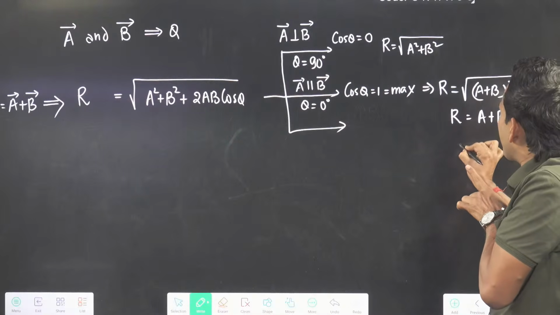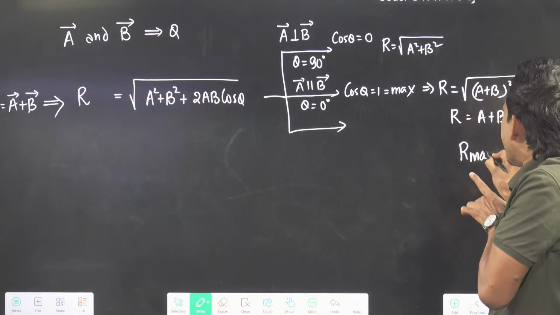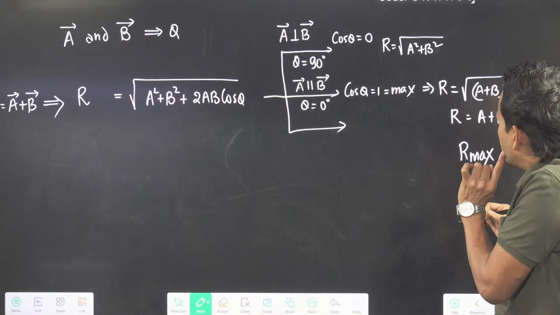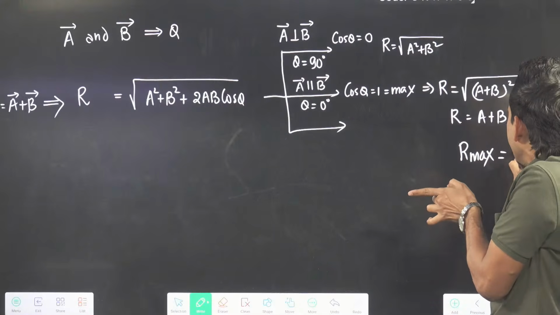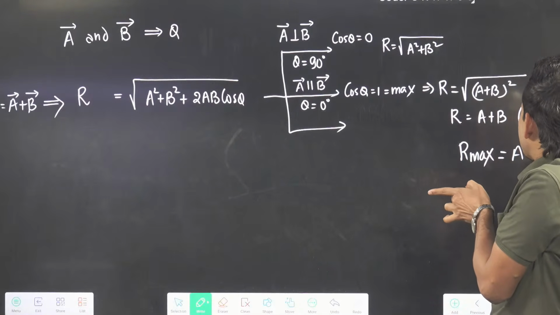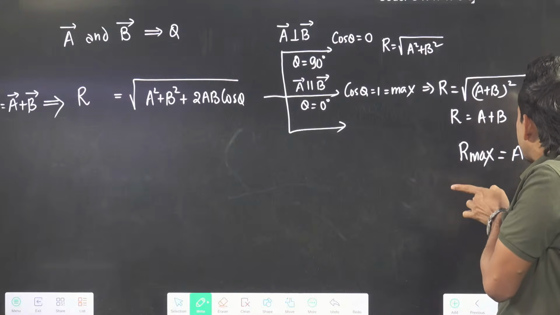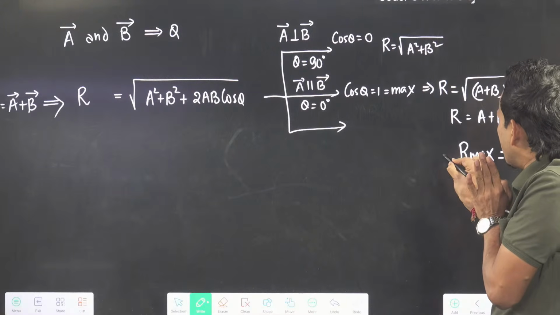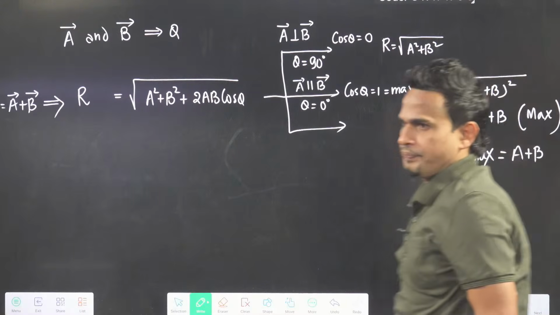Maximum resultant of addition of two vectors, the maximum resultant which can be obtained by adding two vectors, will be a plus b. A plus b means magnitude of a plus magnitude of b. This is the maximum value of resultant.